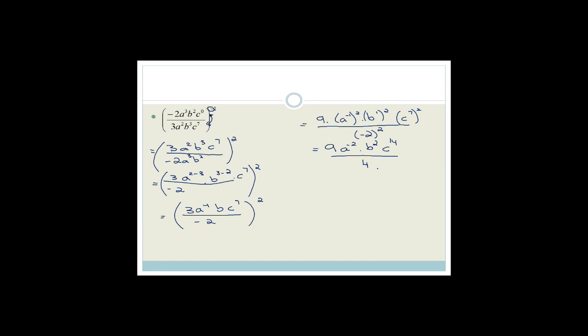So we've almost finished. What have we not done? The last thing that we haven't done is taken this negative exponent and taken it to the bottom. So that's what we need to do. We're going to go 9b squared, c to the 14 over 4a squared. I apologize for my bad handwriting here.